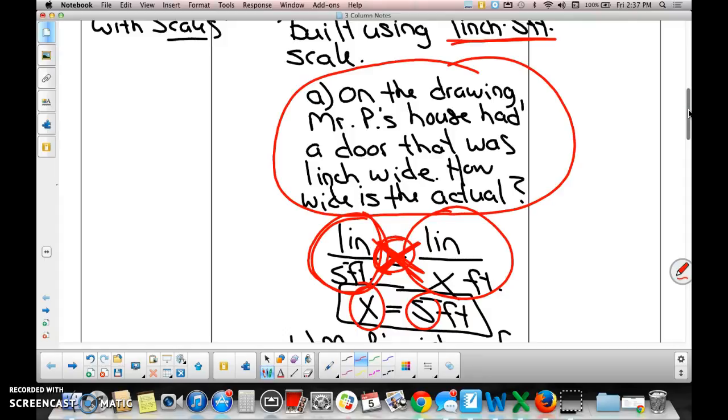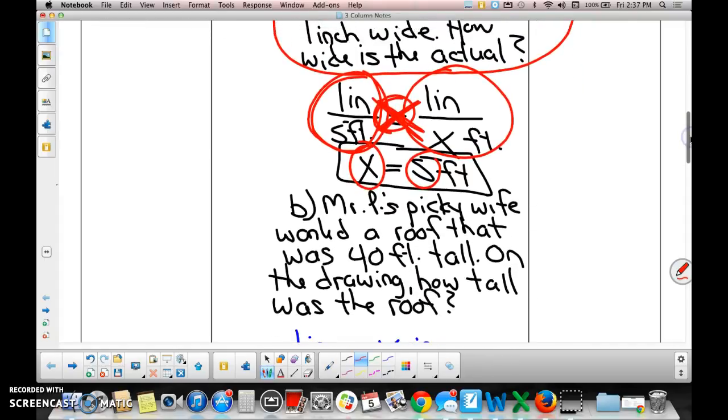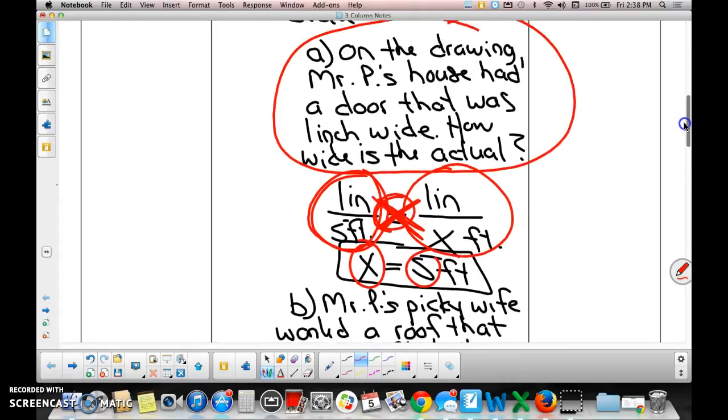Yep. Okay? Now, I have a really picky wife. And she told the builder, she said, builder guy, my house has to be 40 feet tall. I don't care how you do it, it has to be 40 feet tall. And the builder guy said, sure thing, I can do that. But he said, I have to change the drawing. And so if the house was going to be 40 feet tall, and we were using a 1 to 5 scale, you with me still?